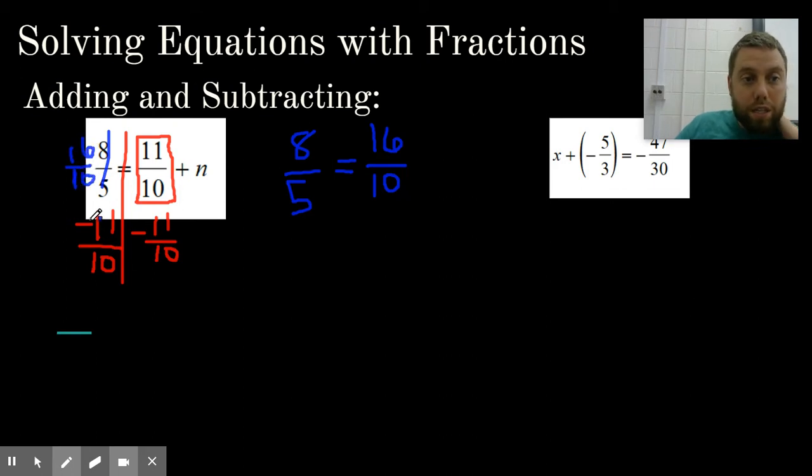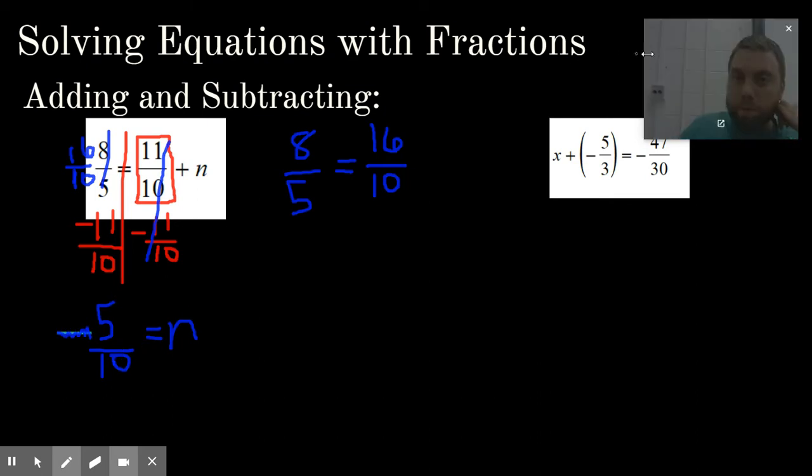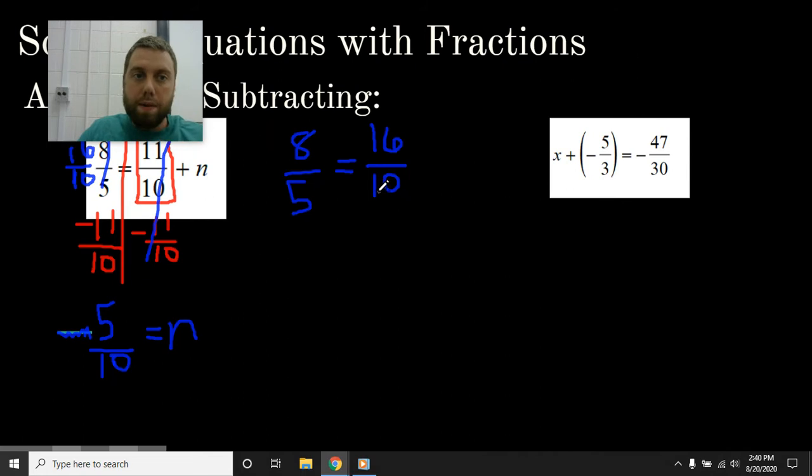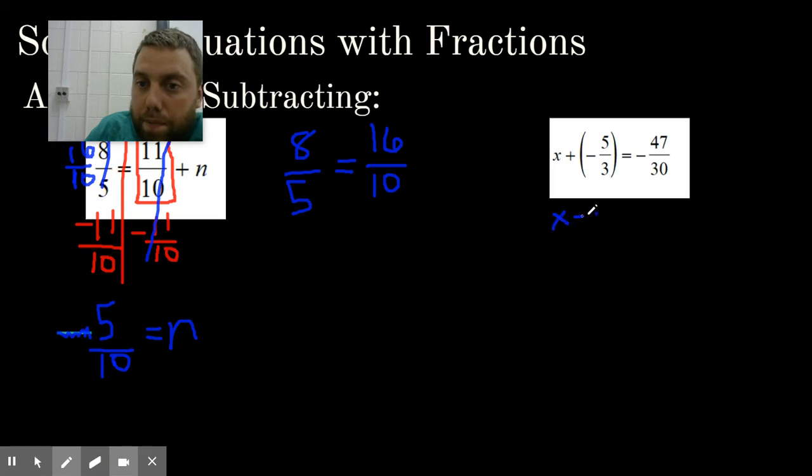These are equivalent, the exact same fraction, but now if we rewrite this as 16 over 10, we now have 16 tenths minus 11 tenths, which gives us 5 tenths. So n is equal to 5 tenths. We canceled out this, leaving only n on this side. N equals 5 tenths. Ignore this blue line over here. Just 5 tenths.